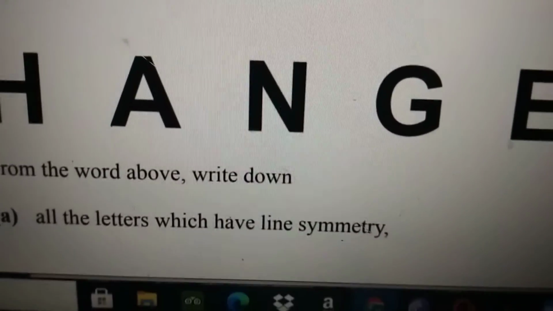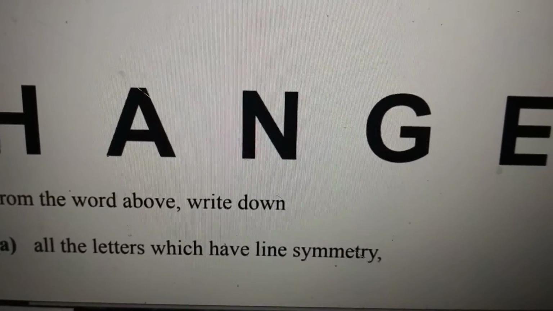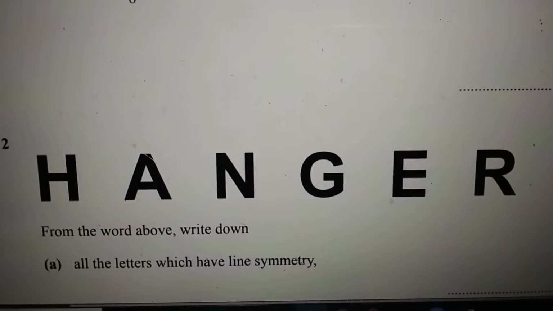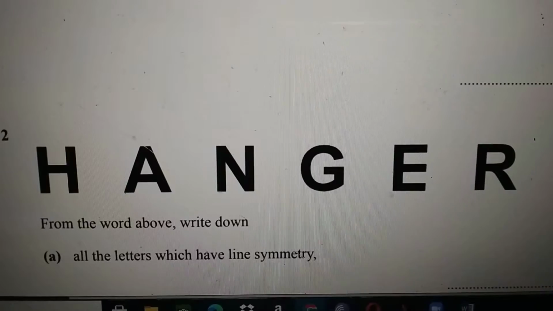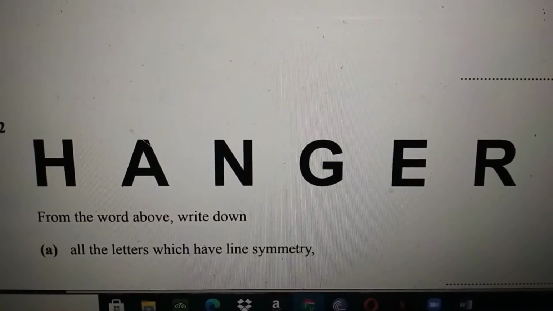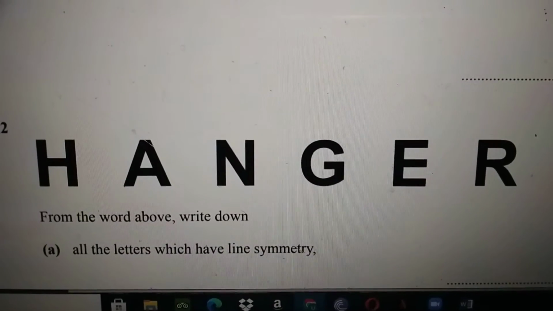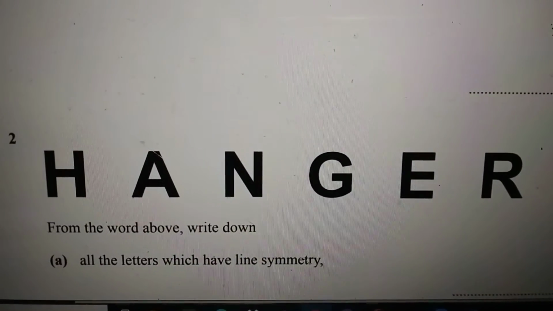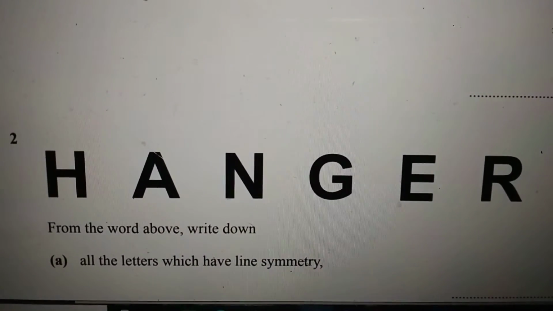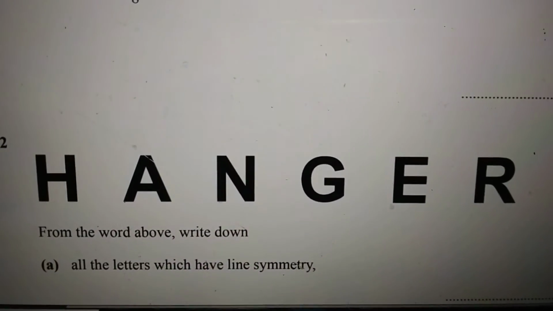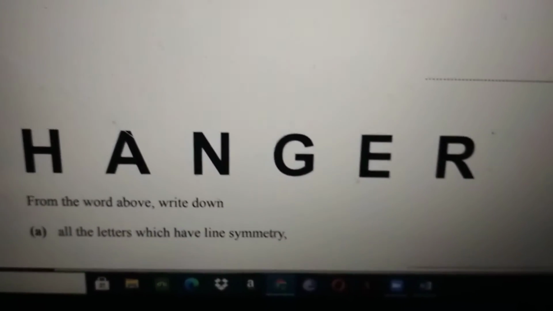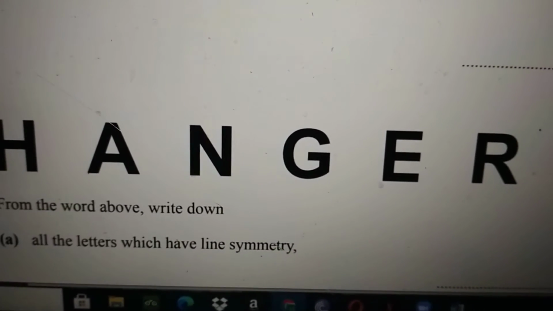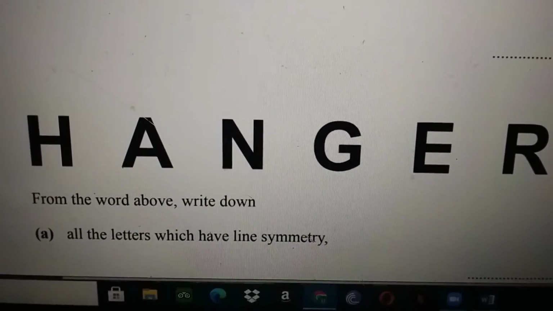The second question of this paper is a word, hanger. From the word above, write down all the letters which have line symmetry. Line symmetry means that a line can be drawn in the center of these alphabets, dividing them into two identical parts and working as a mirror line, then they will have the line of symmetry. So from this word hanger, I pick H, A and E. In my opinion, they will have the line symmetry.